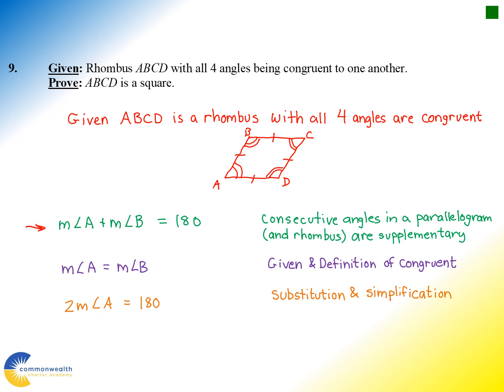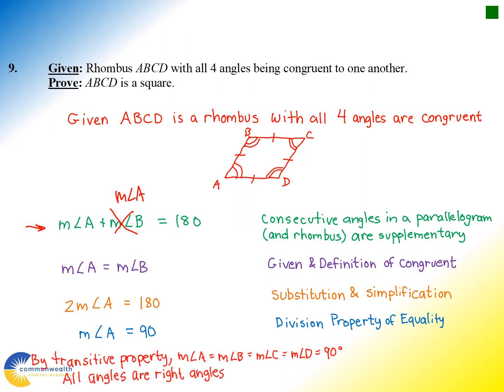and say, okay, well, I can replace this with another measure of angle A, and therefore I have the measure of angle A plus the measure of angle A equal 180. That's 2 measures of angle A equaling 180. And when I solve that little equation by the division property of equality, I'd get the measure of angle A is 90 degrees. So I know that A is 90 degrees. And since all 4 angles are the same, being congruent, all 4 of them are 90 degrees. That means they're all right angles.